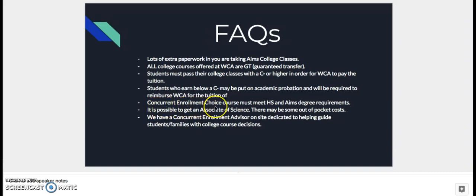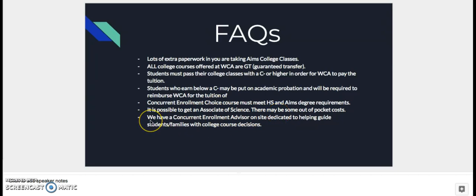If you are tapping into one of those light purple classes where you're going to take a class online or at the AIMS campus, it must meet high school graduation requirements as well as AIMS degree requirements. We can talk more about that in person. We get a lot of questions about being able to get an Associate of Science. It's possible, but there are probably going to be some out-of-pocket costs. We guarantee that you can get the Associate of Arts, but the Associate of Science has a few other stipulations.